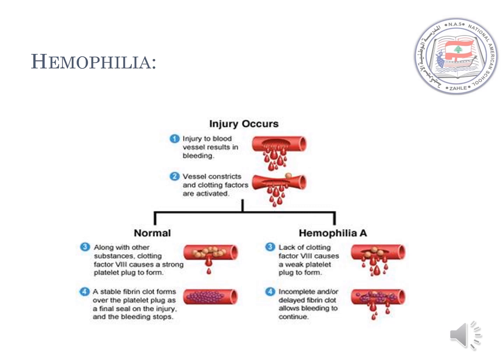When an injury occurs in a blood vessel, it results in bleeding. Then the vessels constrict and the clotting factors are activated. In a normal person, along with other substances, clotting factors cause a strong platelet plug to form. A stable fibrin clot forms over the platelet plug as a final seal on the injury, and the bleeding stops. However, in a hemophilic case, the lack of clotting factors causes a weak platelet plug to form. An incomplete or delayed fibrin clot allows bleeding to continue.